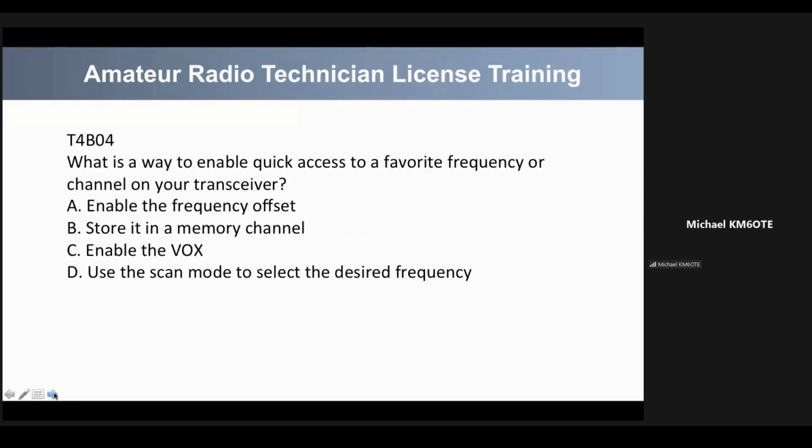And so what is the quick way to access a favorite frequency channel on your transceiver? It has nothing to do with frequency offset. It has nothing to do with VOX. It uses the scan mode, but if we want to find our favorite frequency, we want to store it in the memory channel. So the answer should be B.